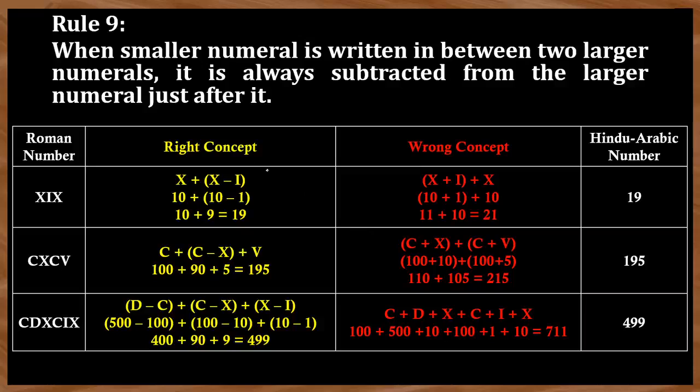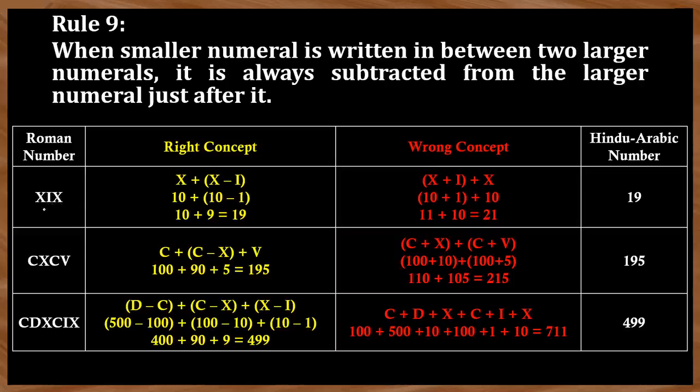Next, rule 9. When a smaller numeral is written in between two larger numerals, it is always subtracted from the larger numeral just after it. You should not add it to the number before. You have to subtract the smaller number which is in between from the number which is just after it. For example, this is a very important rule.